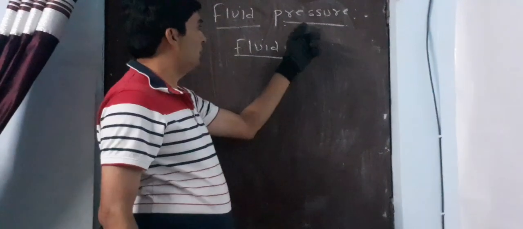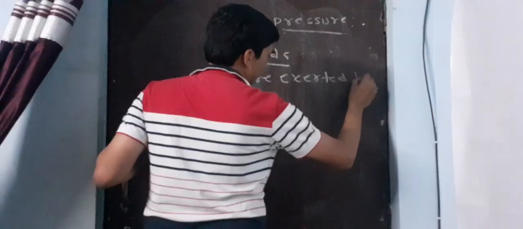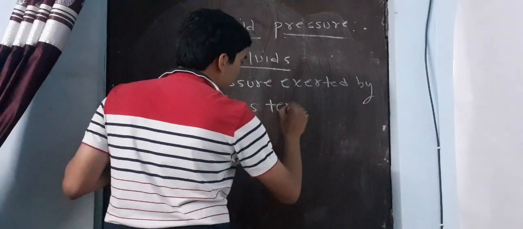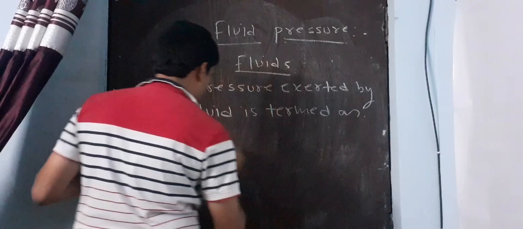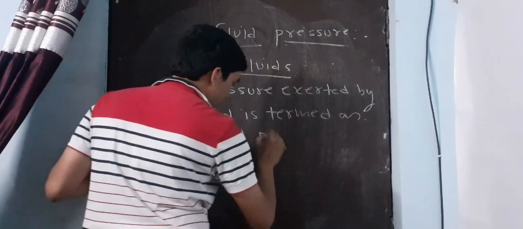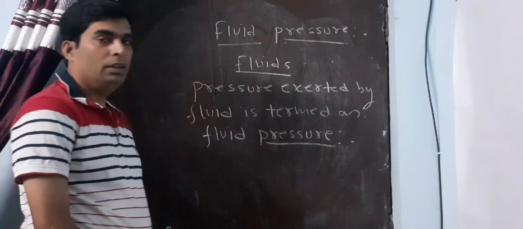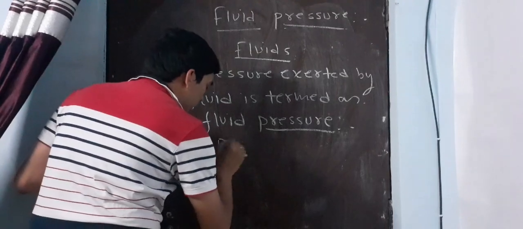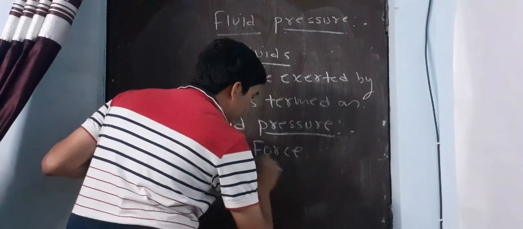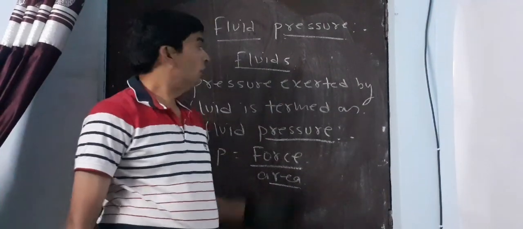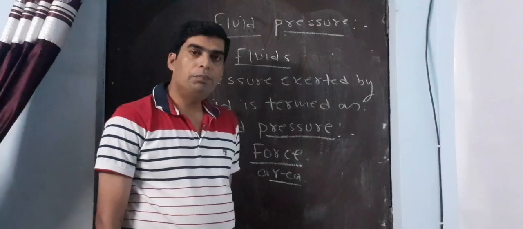So what is fluid pressure? The pressure exerted by a fluid is termed as fluid pressure. The expression for it is also pressure equals force by area. In fluid pressure, our first topic will be buoyancy.